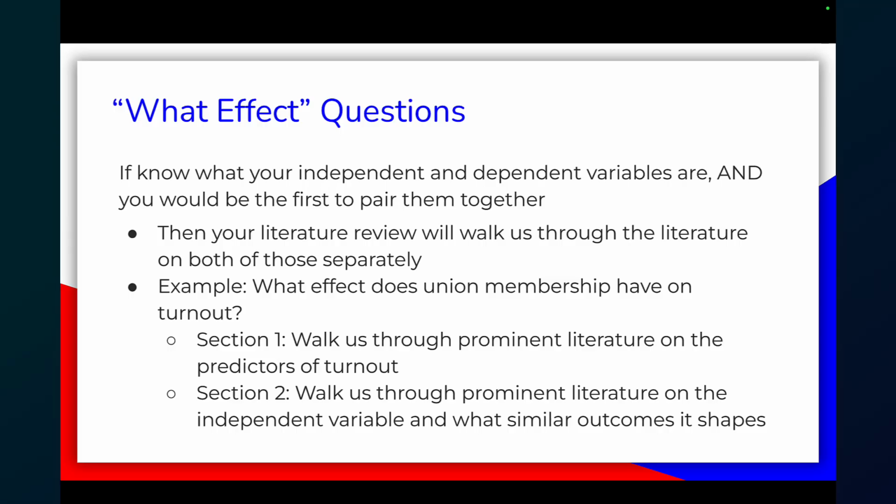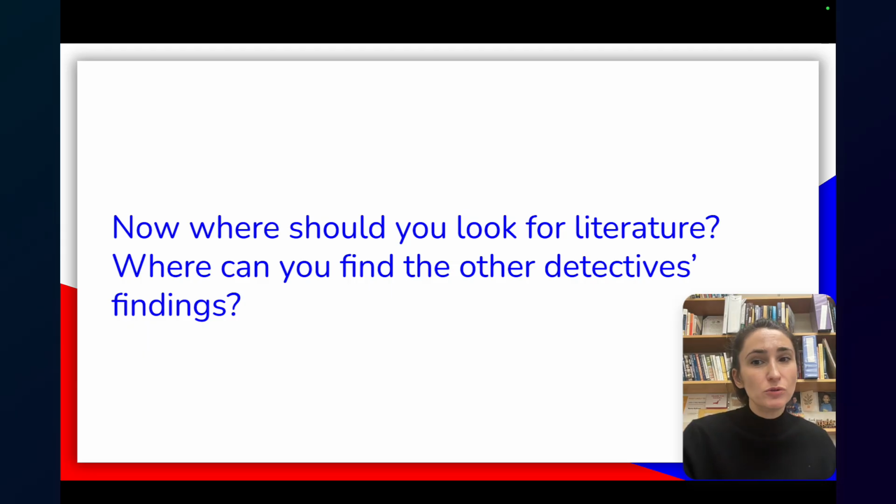Okay, so this is an example where the first camp is looking at what we know about predictors of turnout, right? And the second camp is saying we know this independent variable, union membership, affects similar outcomes, but no one yet has looked at union membership and turnout together.